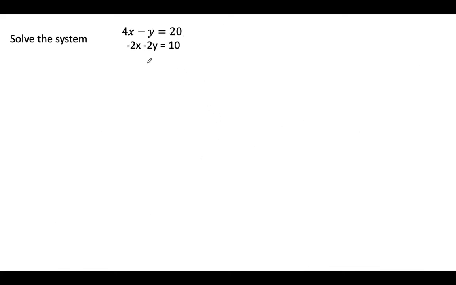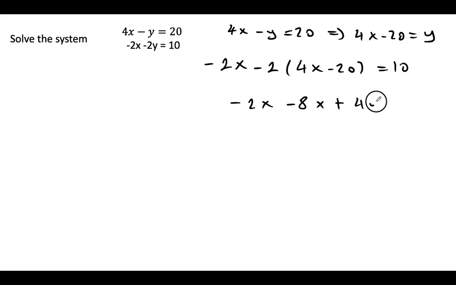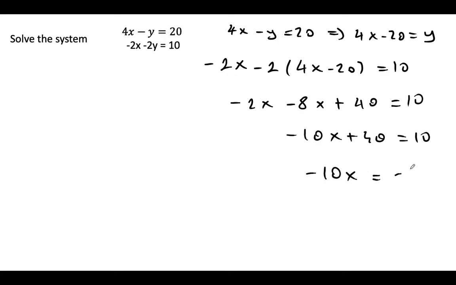And then, I can continue by using the way I did, or I can use substitution. What is substitution? For example, 4x minus y is 20 means 4x minus 20 is equal to y. So here, negative 2x minus 2 times, instead of y, 4x minus 20, is equal to 10. So negative 2x, negative 8x, positive 40 is equal to 10. Negative 10x plus 40 is equal to 10. Negative 10x is equal to negative 30.